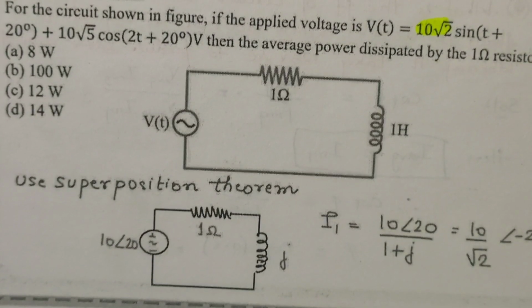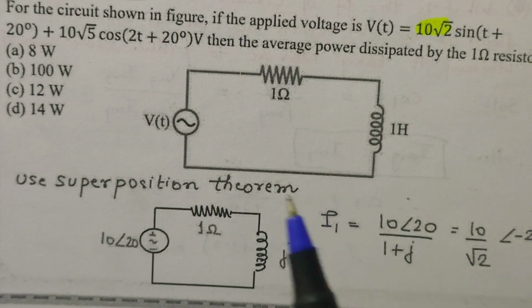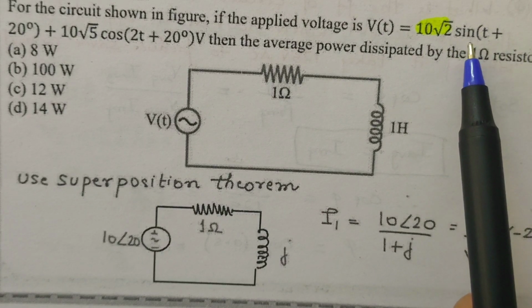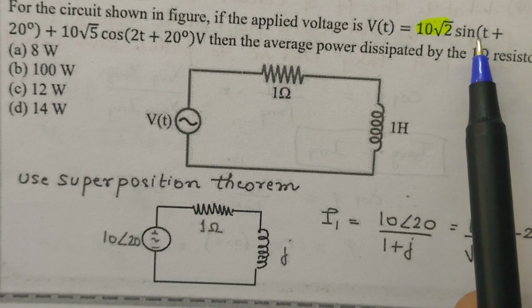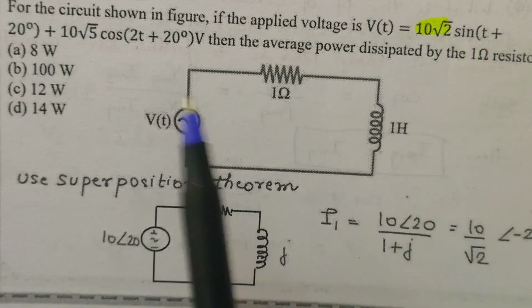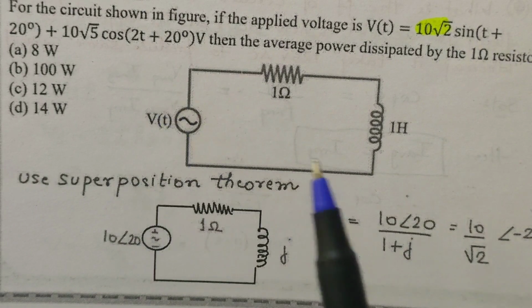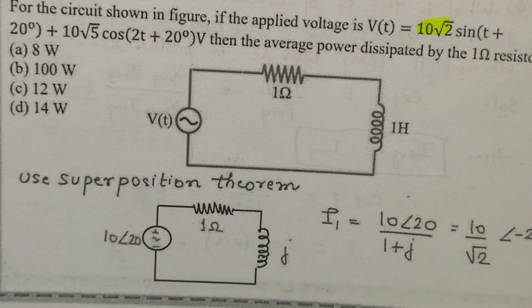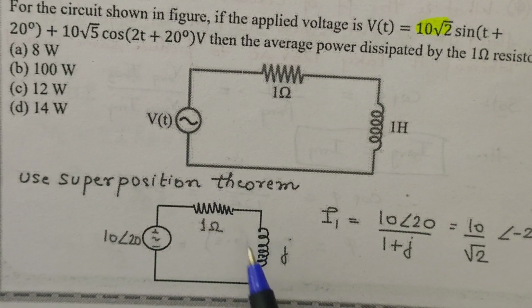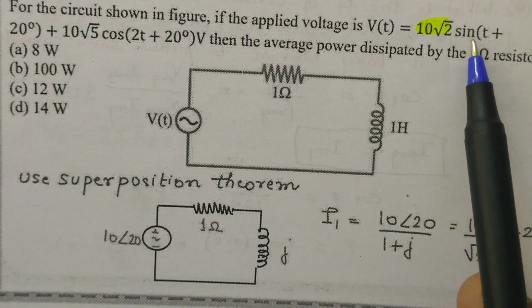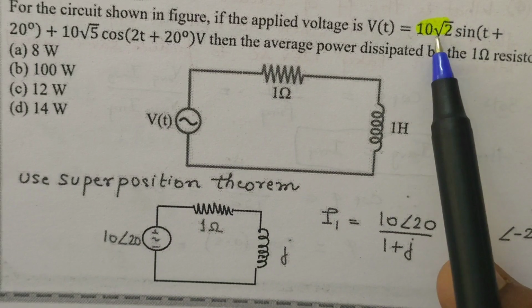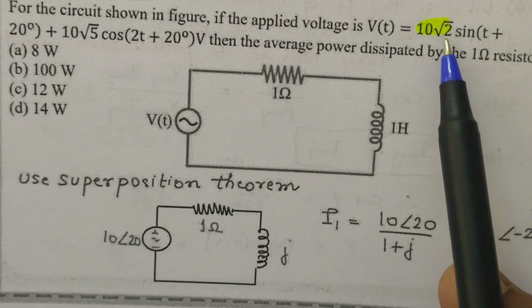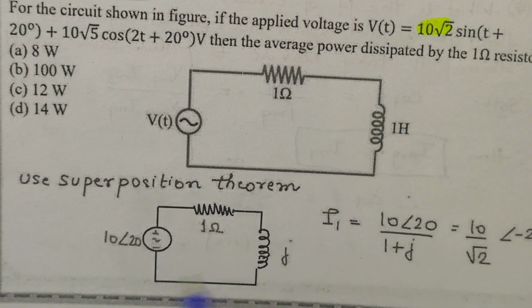This problem comes under the topic of superposition theorem. Here the voltage source is given with a fundamental frequency and a secondary frequency. He is asking for the average power dissipated by the 1 ohm resistor. By using the superposition theorem, we will take the fundamental frequency, 10 at an angle, where this is the maximum value. RMS value is the maximum value divided by root 2.